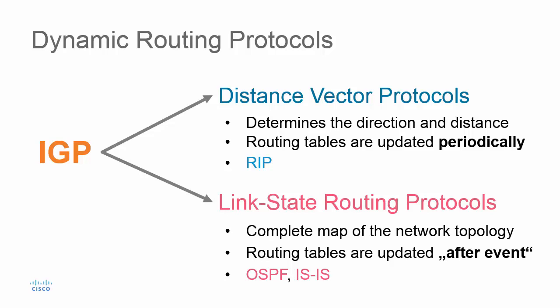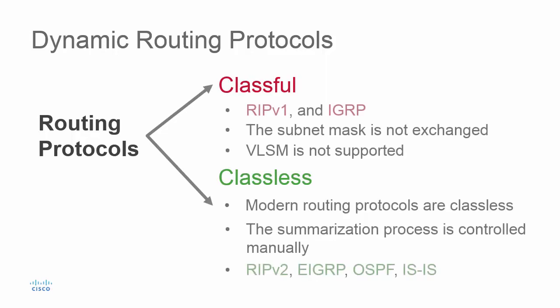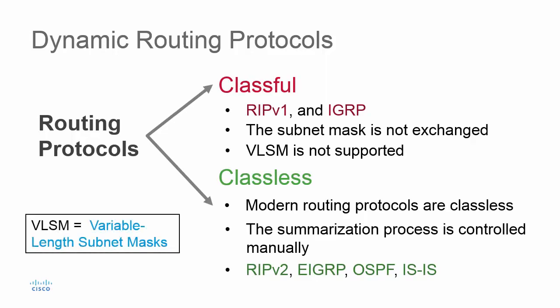Another routing protocol categorization you can use is this. You can define a routing protocol as either classful or classless. Modern routing protocols are classless to address the limitations of classful routing protocols, such as RIP version 1 and IGRP. What kind of limitations do I mean here? A prime limitation of classful routing protocols is that the subnet mask is not exchanged during the routing update process. This limitation means the same subnet mask must be used on all subnetworks within the same major network.